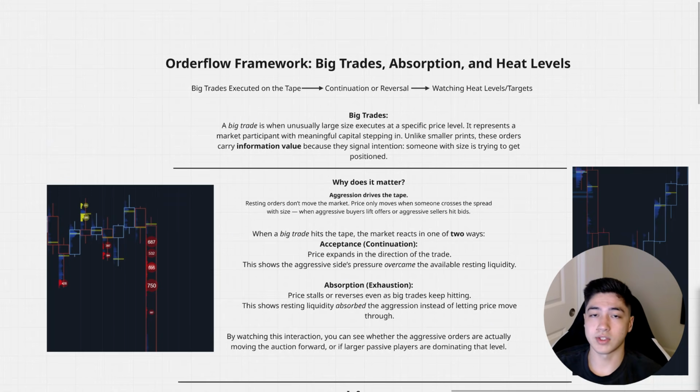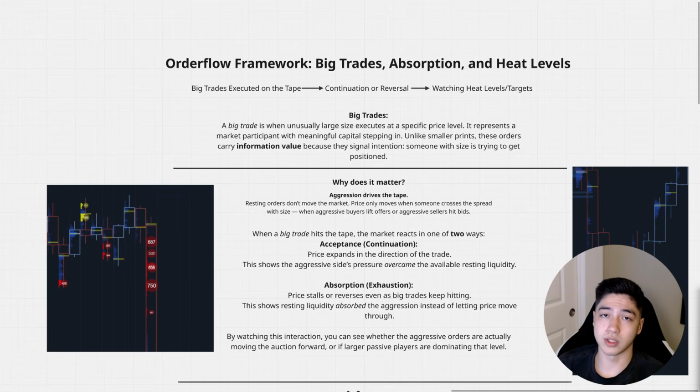So what exactly is a big trade? Like I mentioned before, a big trade is essentially where unusually large size is executing at a specific level. So it's representing a market participant with meaningful capital stepping in. Unlike smaller prints, these orders actually carry information value because they signal intention. So someone with size is trying to get positioned into a trade, and we need to pay attention to that. And you might ask, why do we need to pay attention to that?